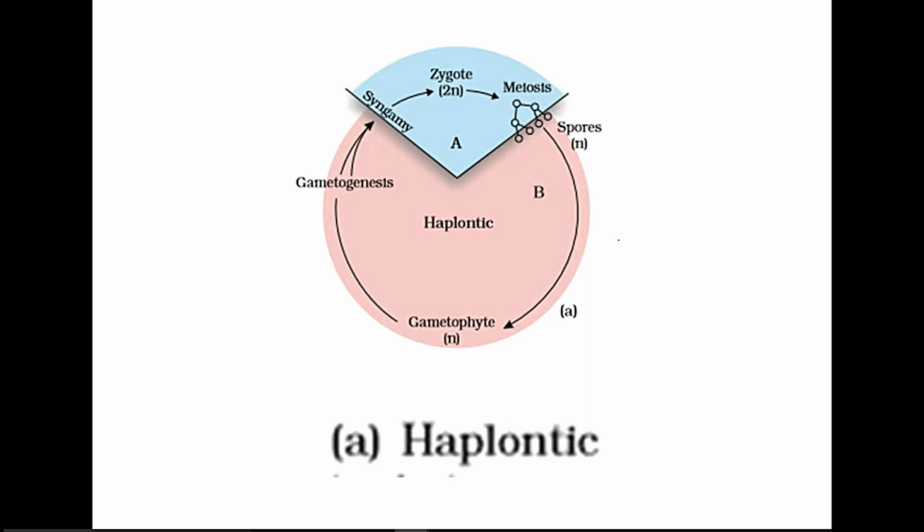So during the life cycle of any sexually reproducing plant, there is an alternation of generation between a gamete producing haploid gametophyte and a spore producing diploid sporophyte.